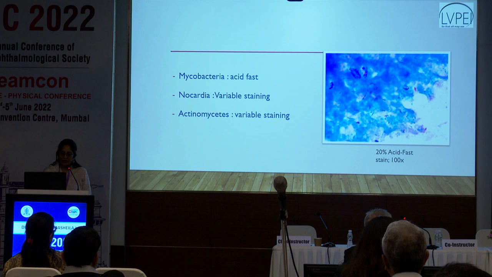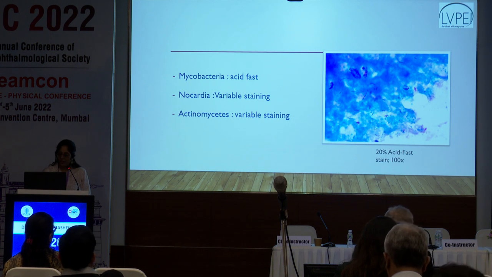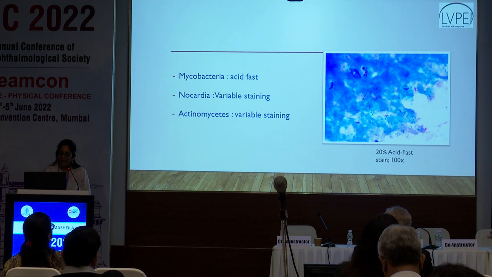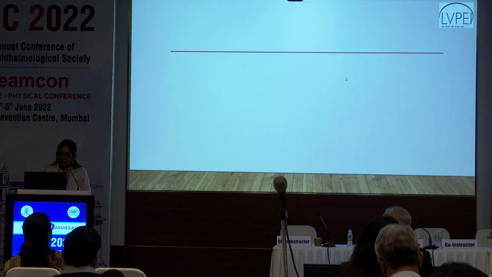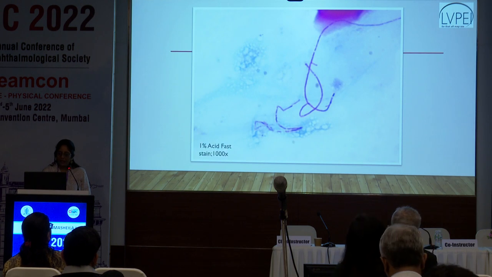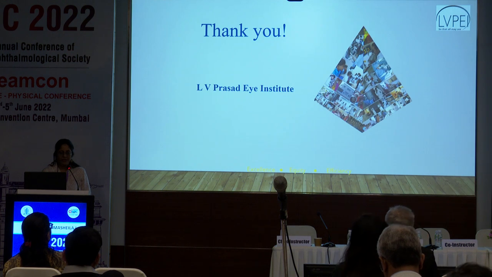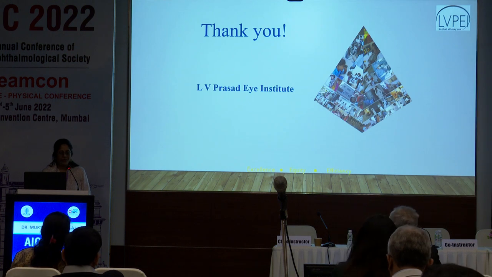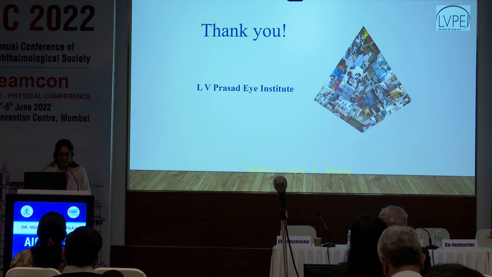So the microbiologist is asked to do the acid-fast staining, and you can pick up these very bright pink organisms, sometimes even as colonies, on acid-fast staining. And this is an actinomyces, very long, segmented-looking filament under 1% acid-fast staining. So that's pretty much what we do and the basics for infective keratitis in terms of sampling the ocular microbiology.